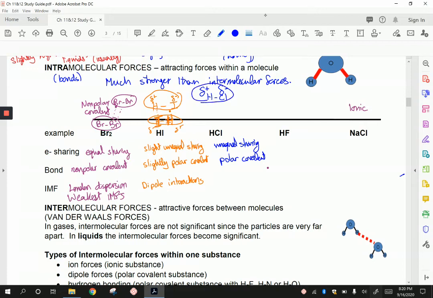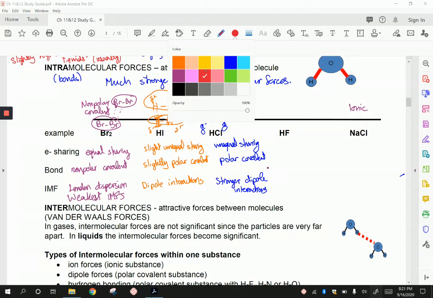And if I had this HCl and then another HCl, remember that these are a little bit bigger, right? One end of the molecule is attracted to the other end of the molecule because of the partial positive and negative. So stronger dipole interactions here. They're still called dipole interactions, but we're going to say that they're a little bit stronger than these here. Okay, let's move on to HF.